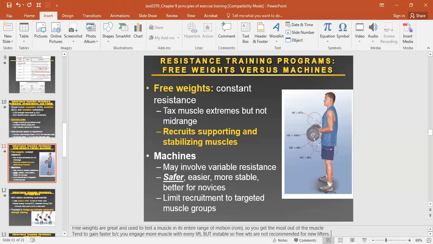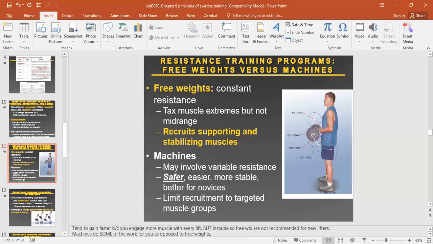When you are unsure of how to perform a lift, or if you don't have someone to teach you, then you can use machines. Machines are safer, they're easier, they're more stable, they're better for new individuals to weightlifting, but they limit your recruitment of the targeted muscle. So the machines do some of the work for you as opposed to free weights. So there's a benefit and a cost to using either.